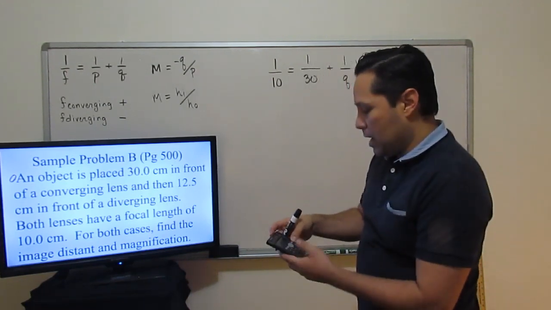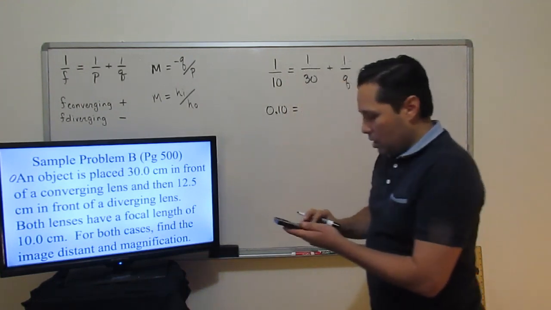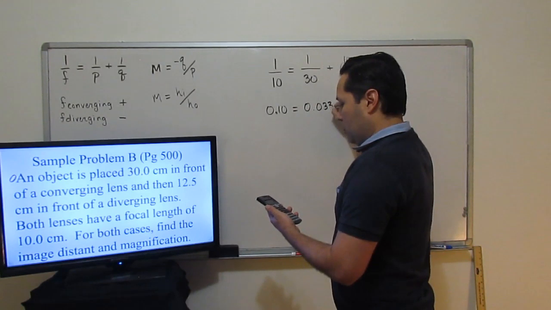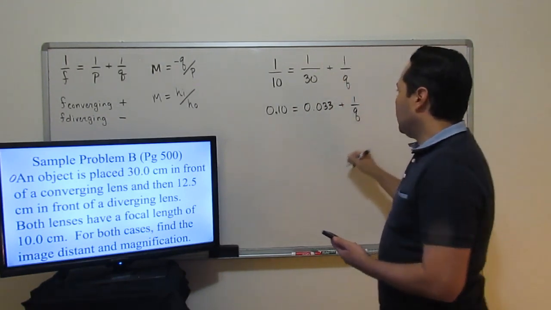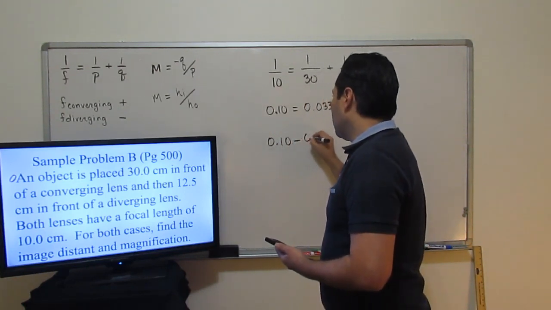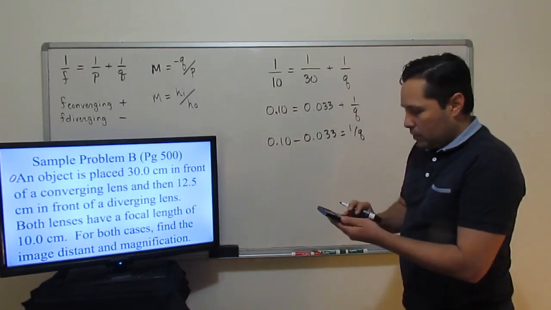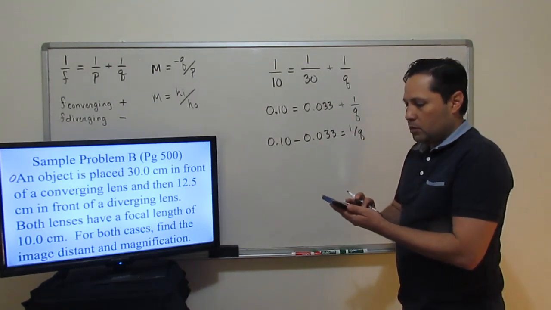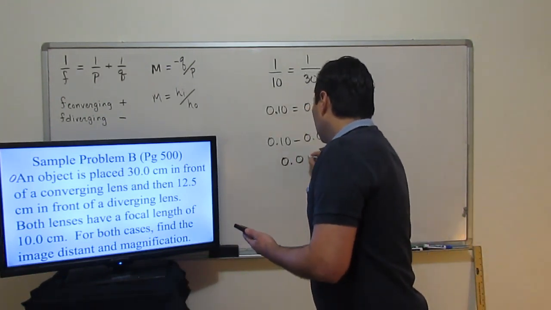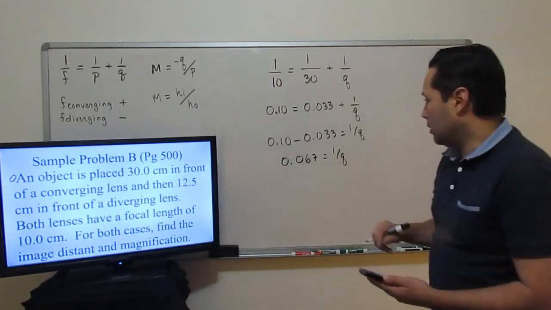First of all, 1 divided by 10 will give me a decimal of 0.1. And 1 divided by 30 will give me 0.033. That's the inverse of Q. Alright, so I'm going to move this one over, and that'll turn into a subtraction. So 0.1 subtracted from 0.033 will give me 0.067, a little bit of rounding off there.